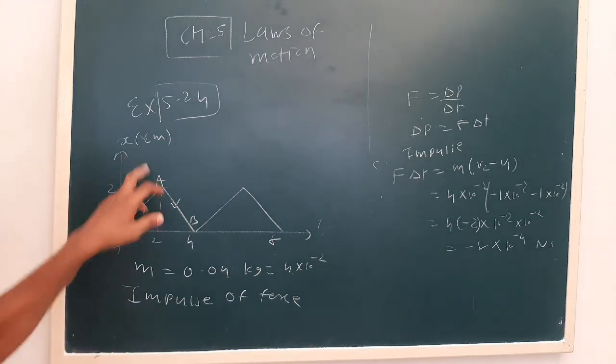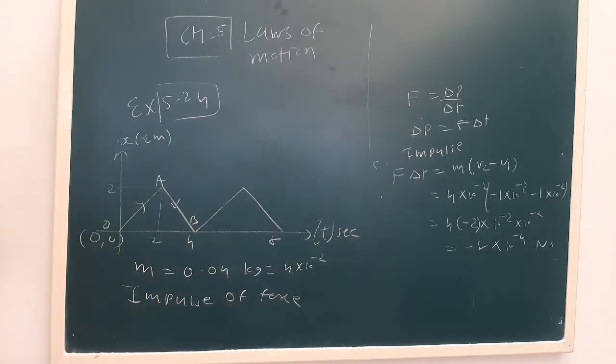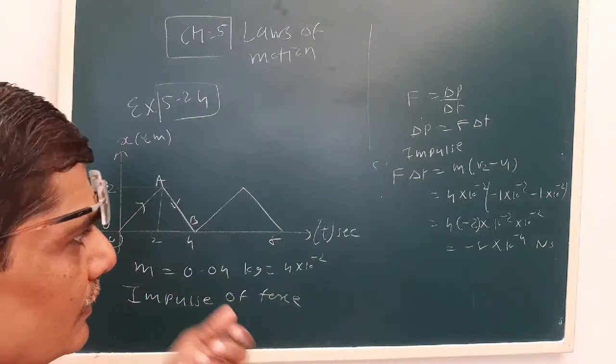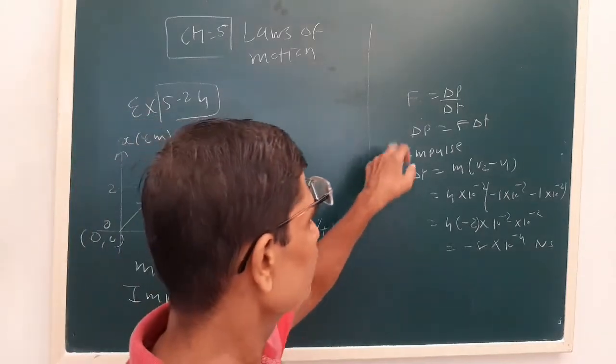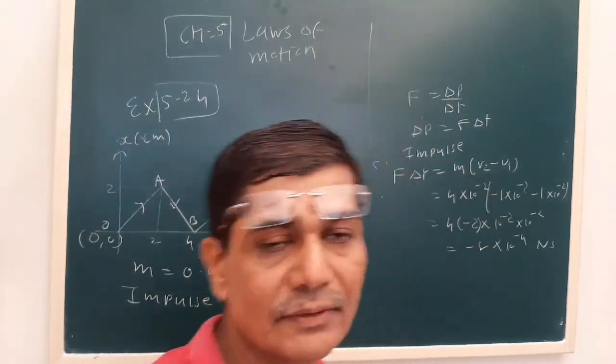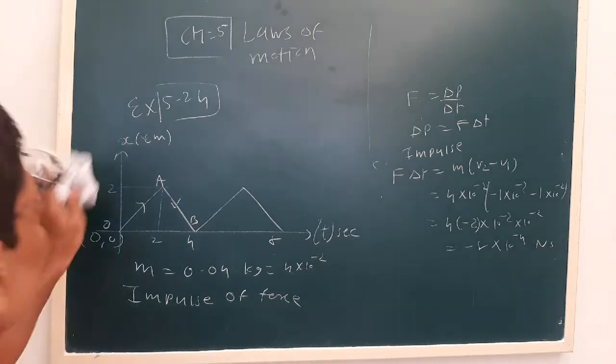Here x is in centimeter and time t is in second. So what we have done, we have obtained the slope OA that has given us V1, and AB has given us V2. So now impulse of force F delta t is delta P, that is m into V2 minus V1. And we get the value. So this is how we can solve. Now next is exercise sum number 5.25.